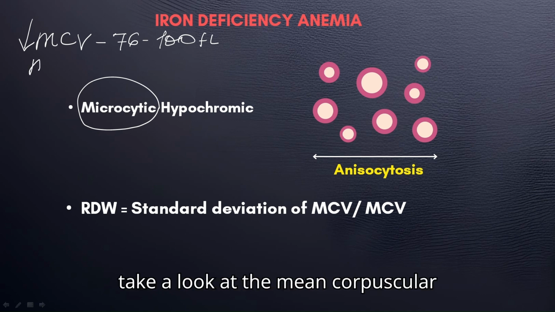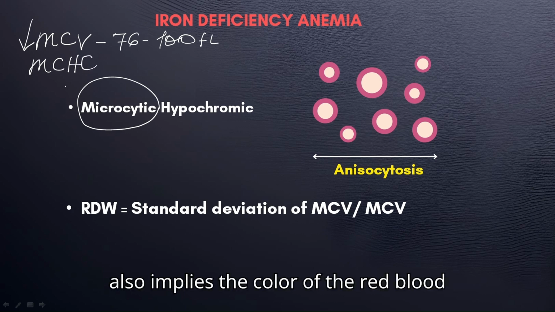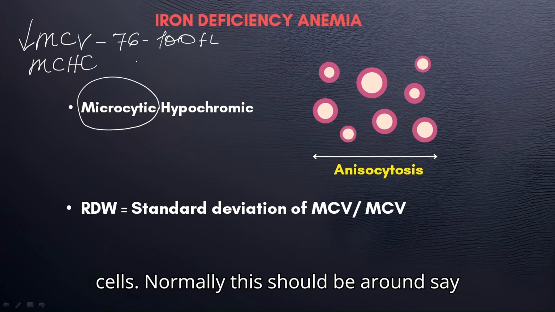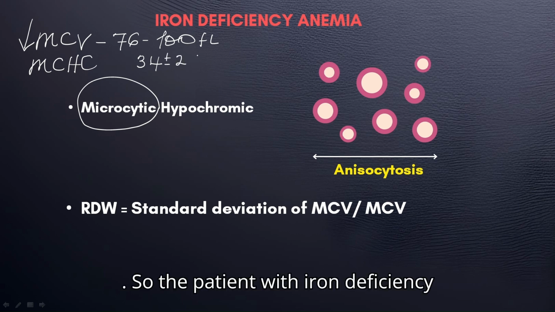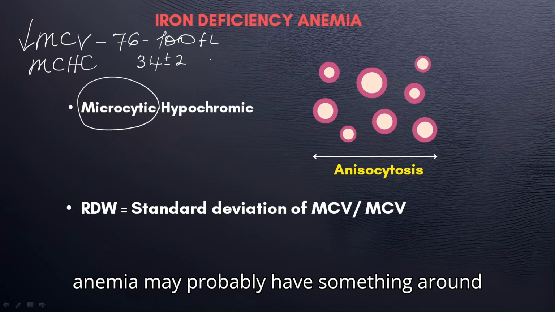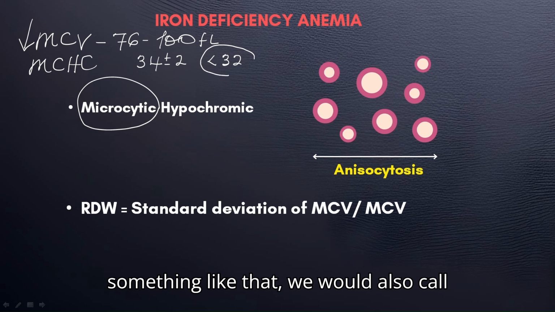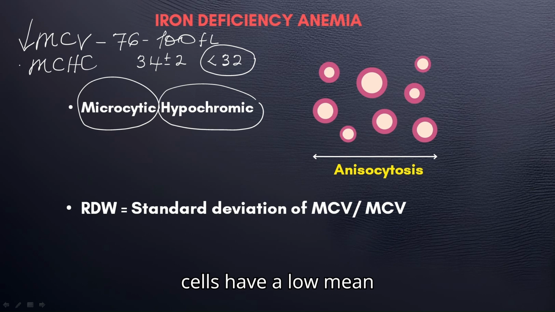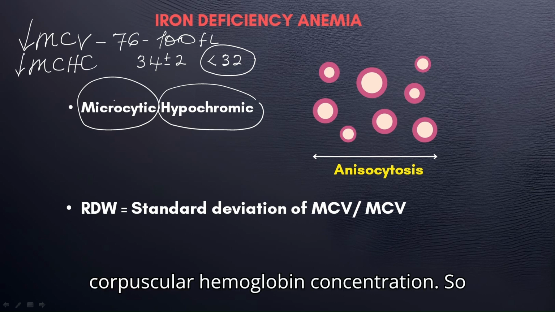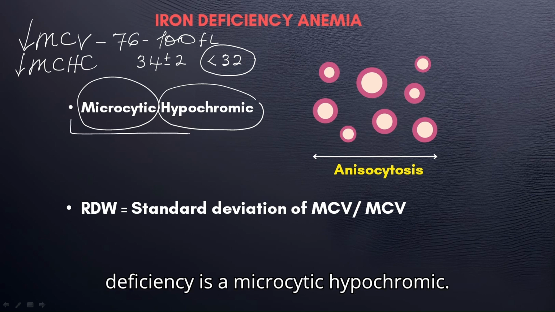Further, you would also like to take a look at the mean corpuscular hemoglobin concentration. So here it also implies the color of the red blood cells. Normally this should be around say 34, plus or minus 2. So the patient with iron deficiency anemia may probably have something around less than 32. Okay, when you have something like that, we would also call it hypochromic, meaning that the cells have a low mean corpuscular hemoglobin concentration. So the classic thing you see in iron deficiency is microcytic hypochromic.